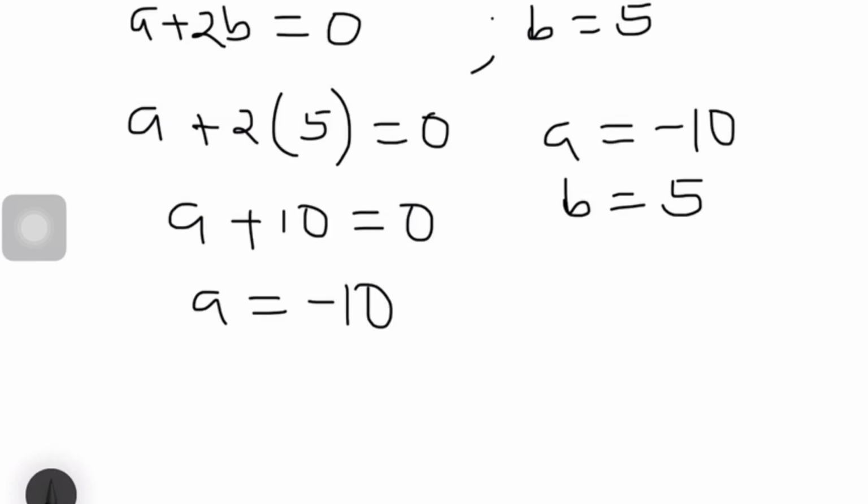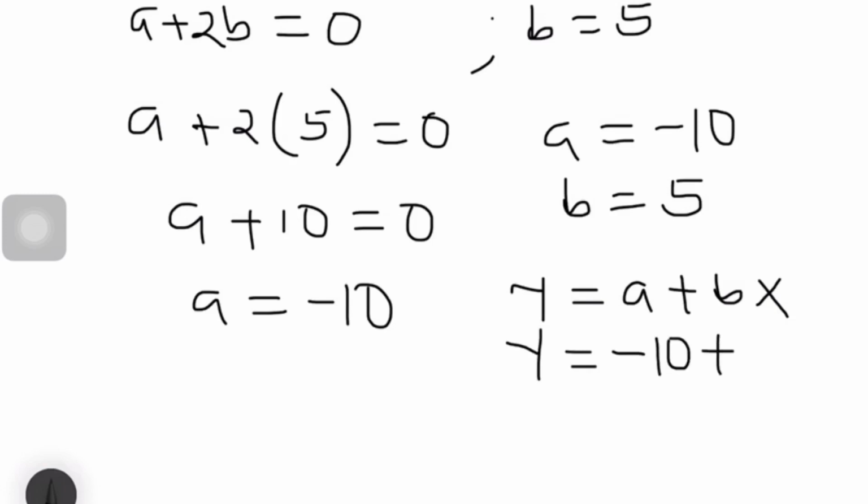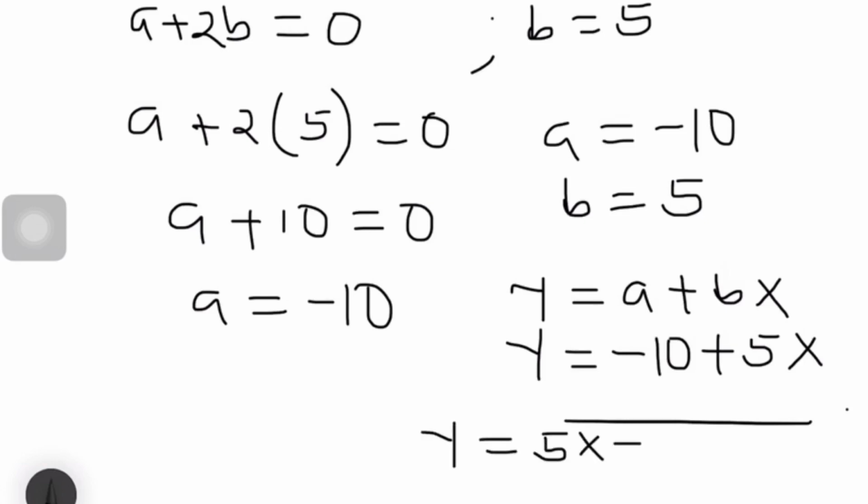Initially the equation was y equals a plus bx. So for us to get the equation that's connecting y and x, we just substitute b with 5 and a with minus 10. So this is going to be y equals a, which is negative 10, plus b, which is 5, and x. And that's the equation. If you don't want to start with a negative sign, you can have it like this: y equals 5x minus 10, and you're done.